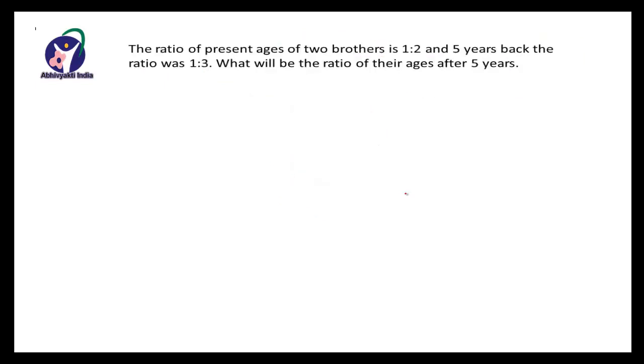Friends, the next question is: the ratio of present ages of two brothers is 1:2. 5 years back the ratio was 1:3. What will be the ratio of their ages after 5 years? Now the ratio of their present ages is 1:2, and so let the age of brother 1 be x years. Then by condition the age of brother 2 will be 2x, because it is given that the ratio between these two ages is 1:2.